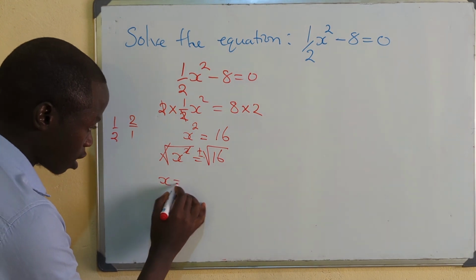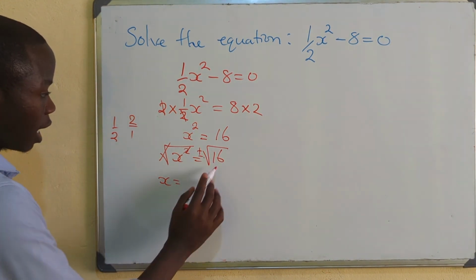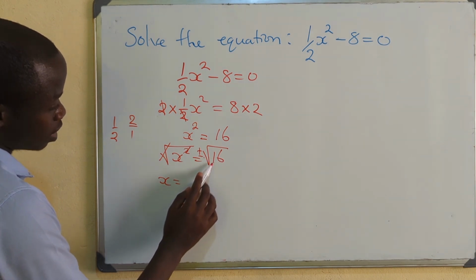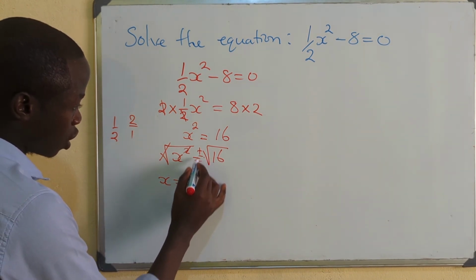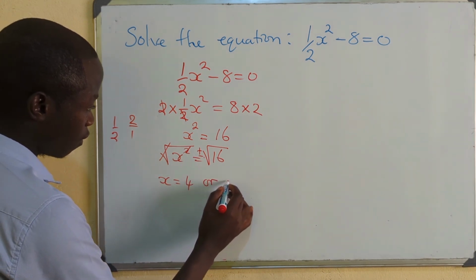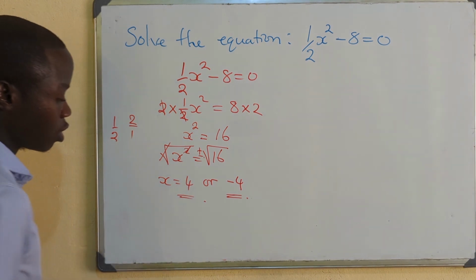Therefore, x is equal to, so here we have two signs, and the square root of 16. The number that we can multiply twice to give us 16 is 4, and that is the square root of 16. One of them will carry a positive, the other will carry a negative. So these are the values of x.